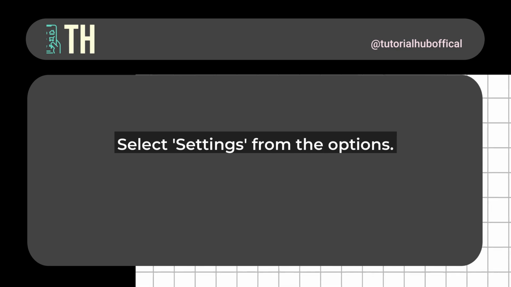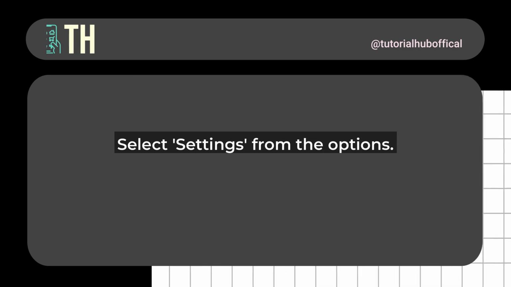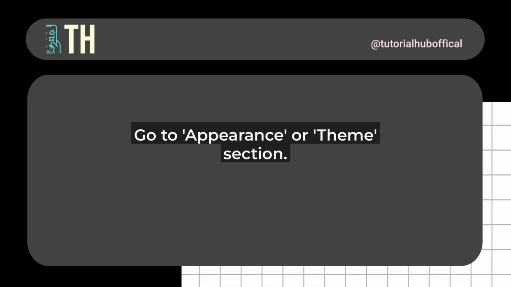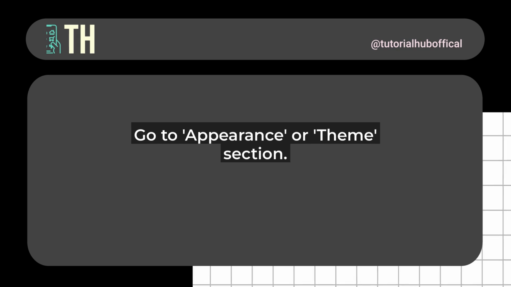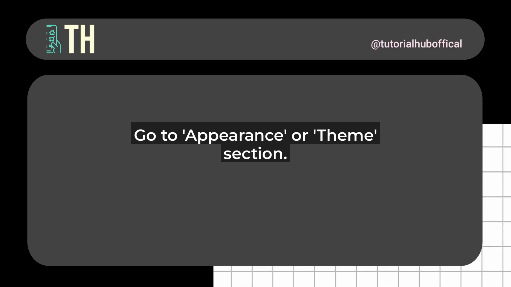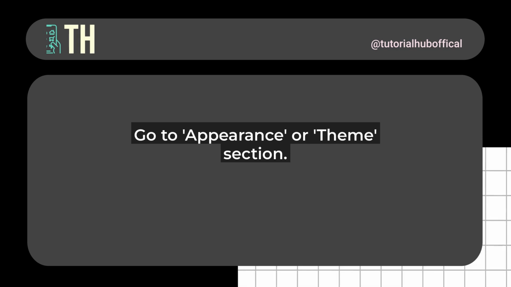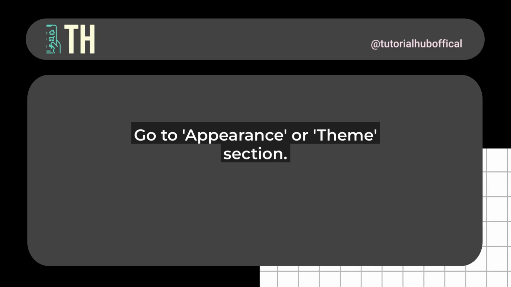Next, scroll down and select Settings from the menu. Once you're in Settings, look for the Appearance or Theme section. Here, you'll see an option for dark mode or something similar, depending on your browser's version. Simply toggle the switch to enable it. If you don't see it directly, don't worry.